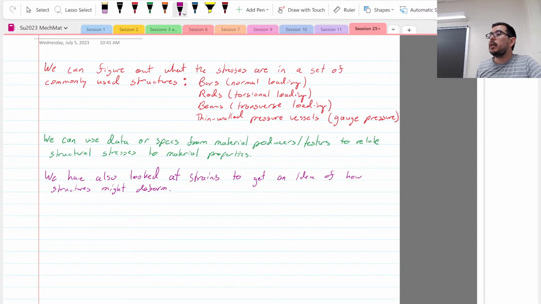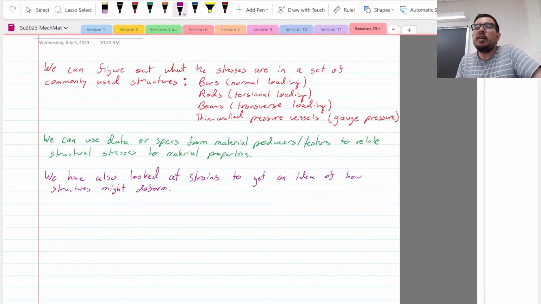Okay, and it was pretty straightforward in the beginning where we said, hey, delta is equal to PL over EA for a bar. Okay, we figured out the angle of twist, right? The TL over JG, for the theta in radians.